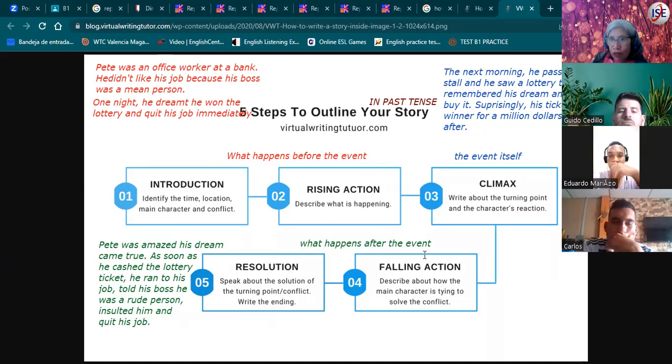What happens after he won the lottery? Pete was amazed his dream came true. As soon as he cashed the lottery ticket, he ran to his job, told his boss he was a rude person, insulted him, and quit his job. The solution or turning point, which was the solution, he changed the lottery ticket, and the final action: what happened after he won the lottery? He ran to his job, told his boss he was a rude person, insulted him, and quit his job.